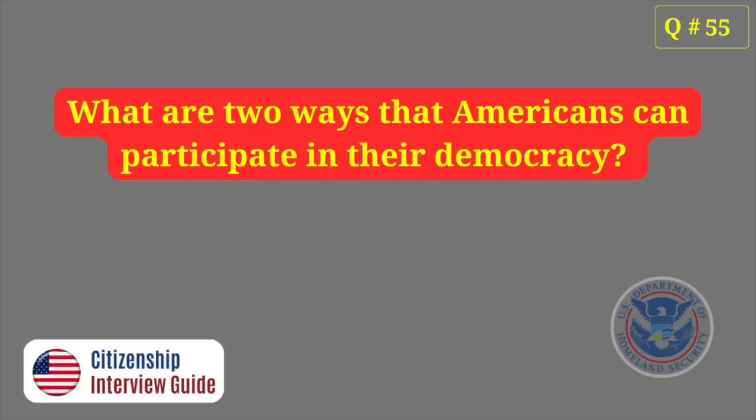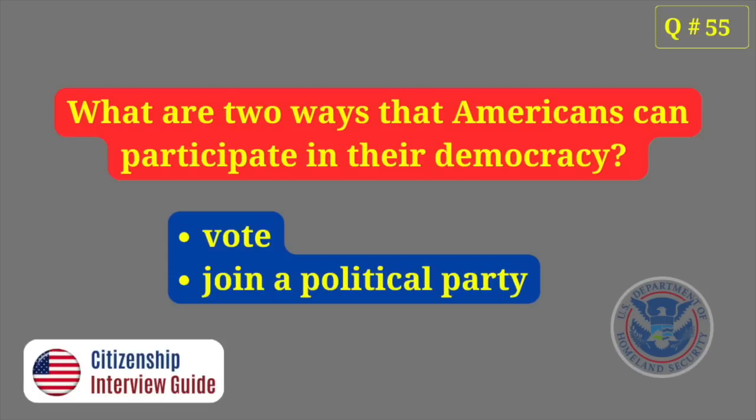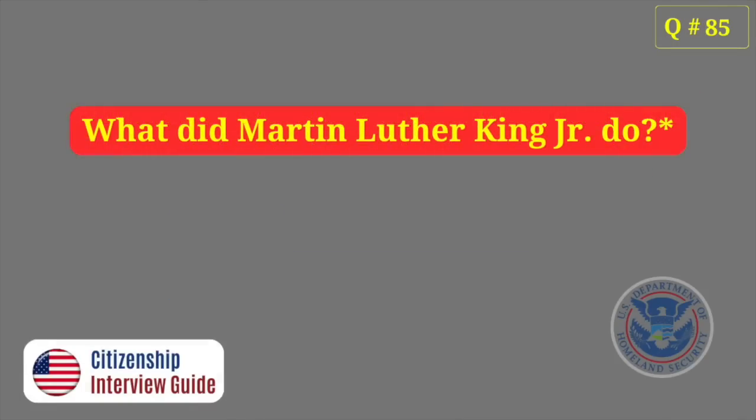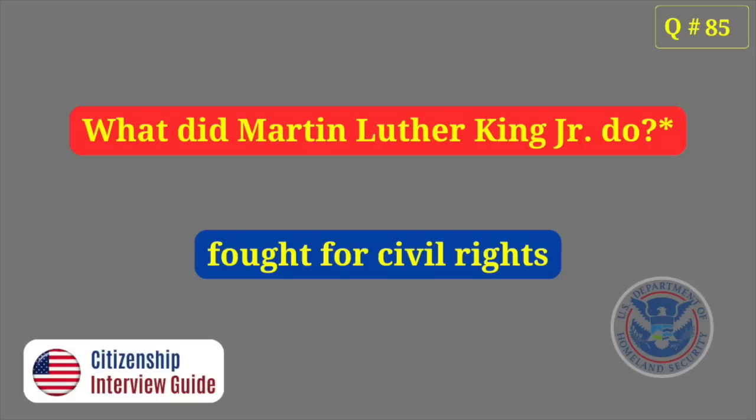What are two ways that Americans can participate in their democracy? Vote. Join a political party. What did Martin Luther King Jr. do? Fought for civil rights.